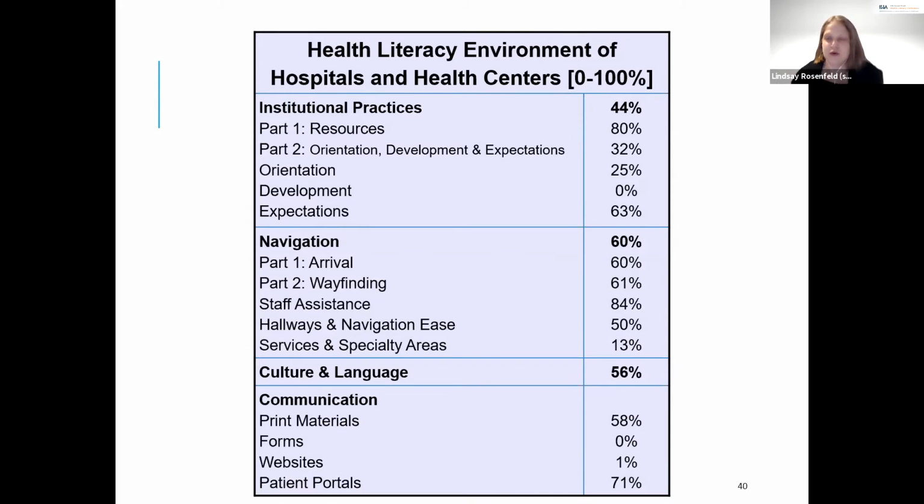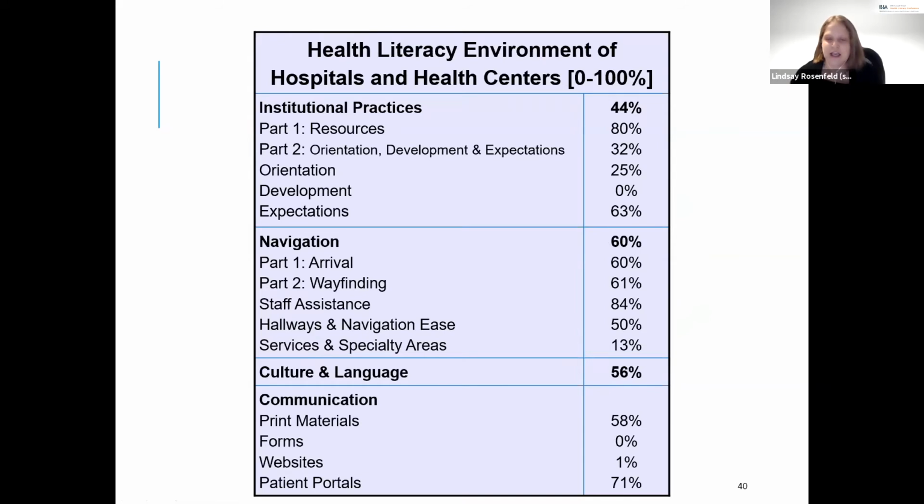We saw that overall, we scored a 44% on our institutional practices related to health literacy. And that comes from a variety of things we assessed, including institutional resources. And I mean clinic here when I'm saying institutional resources. What kinds of things were in the orientation, and what kinds of things were related to development of information, materials, structures, processes in the institution, and how were the expectations around health literacy. We also looked at navigation, right? That arrival, the wayfinding, was there staff assistance? How easy was it to navigate in the hallways? And this we saw we had a 60% score on navigation. For culture and language, we had 56%. There's many questions you answer, but not subdomains per se.